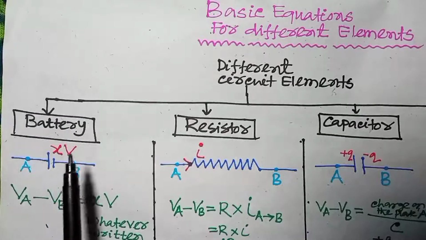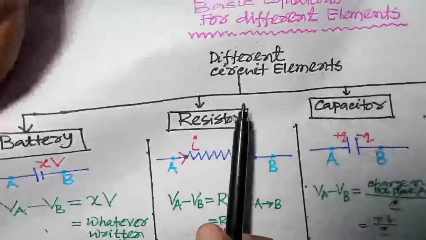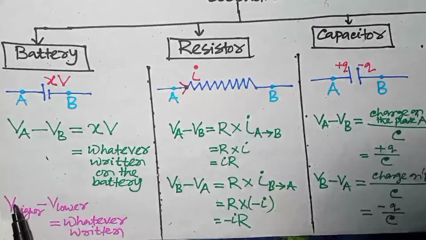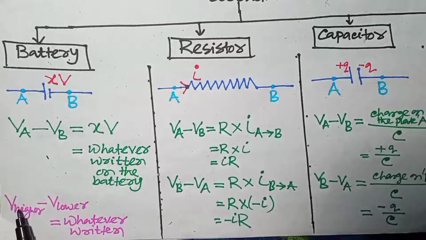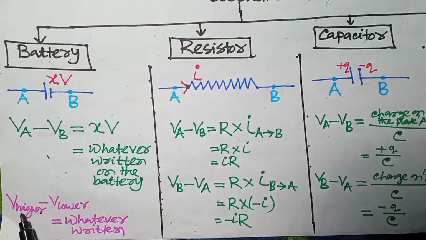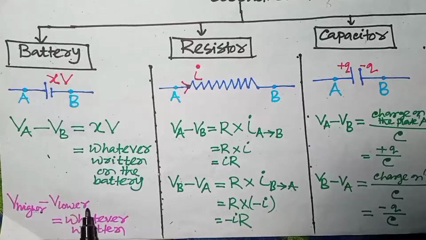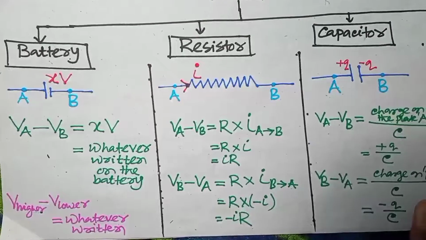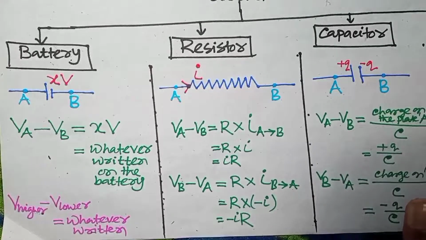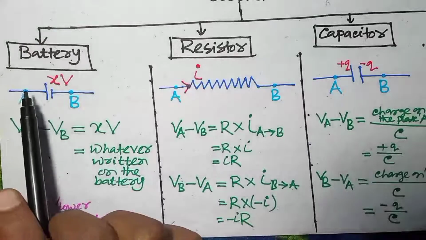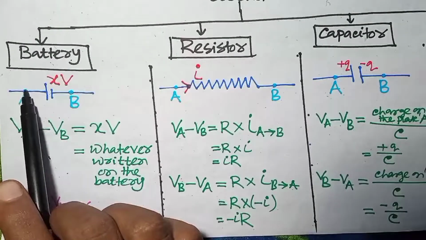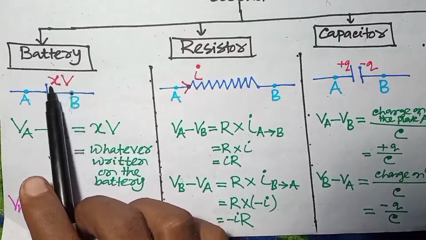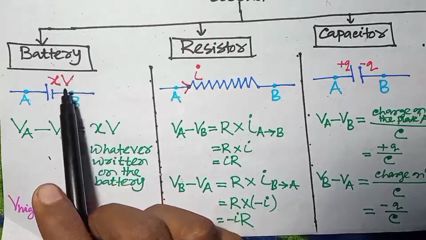That means we can say that the voltage on the positive terminal, or higher potential terminal, minus the voltage on the lower potential terminal is equal to whatever is written on the battery. So this is the basic equation for the battery. That means the potential of this terminal minus the potential of this terminal is always equal to the EMF of the battery, or whatever is written on this battery.